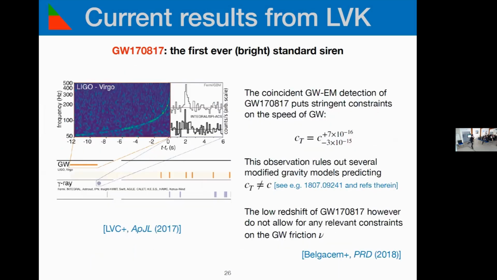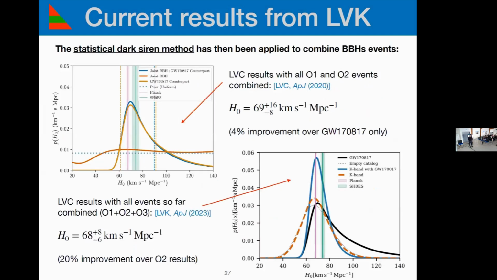I'm going to skip this slide because Chris already talked about that. So we constrain the speed of light with GW170817 up to the 10 to the minus 15 level. And I'm going to the statistical dark siren method using galaxy catalogs. So this was applied to O2 results for the first time, and then to all O3 results after the O3 observational run.